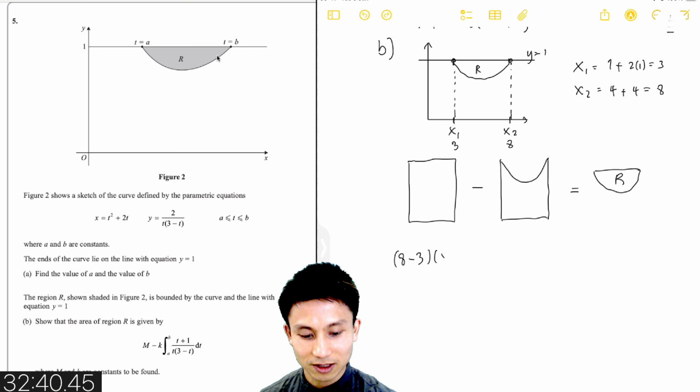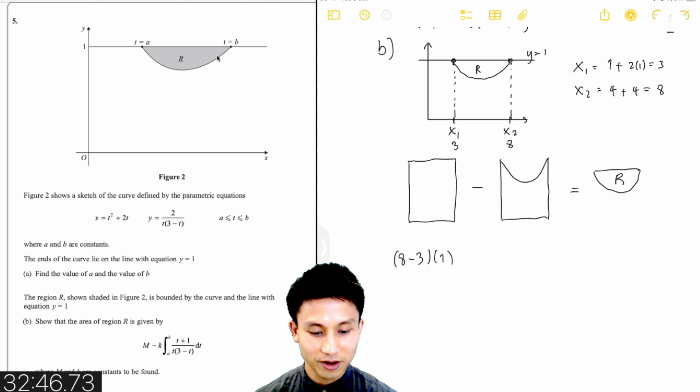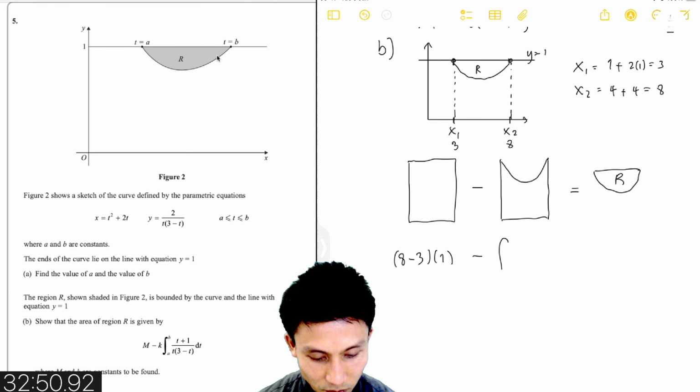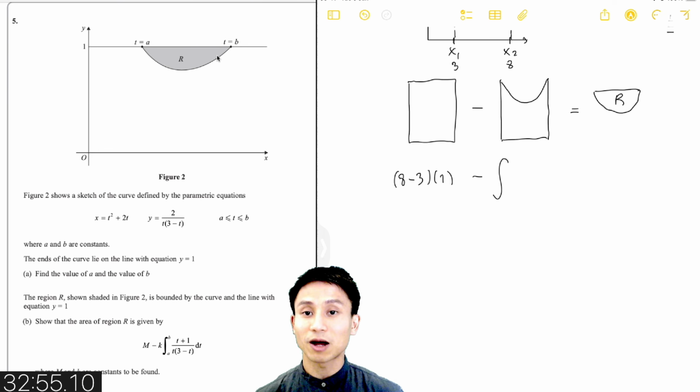Why do I write that? The height is just 1, right? So that is it. That is just the area of the rectangle. Minus, now we need to do some integral here. Now, but this is parametric, right? The way you do integration is by parametric.